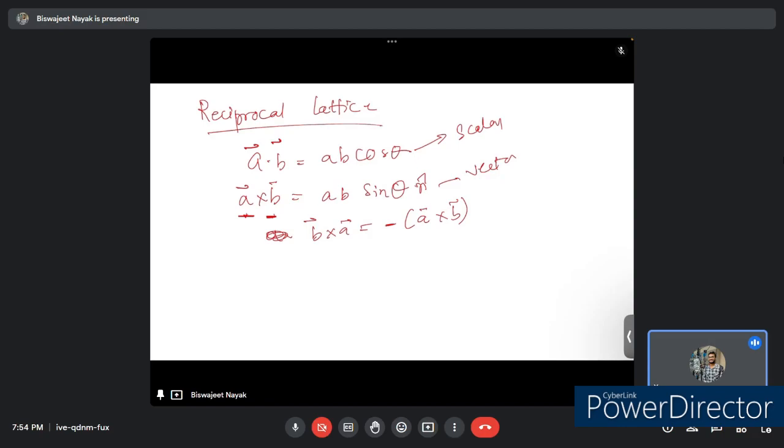In vectorial notation, we can say A dot B is AB cos theta, and in the cross product this is basically out of the plane.